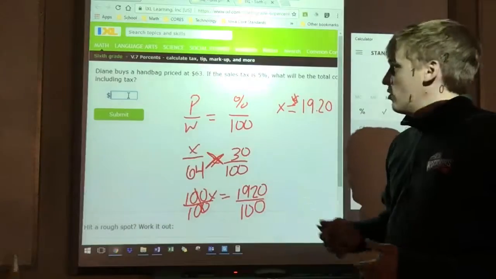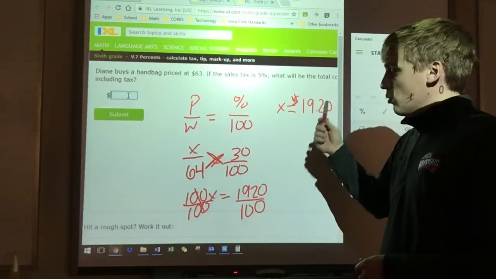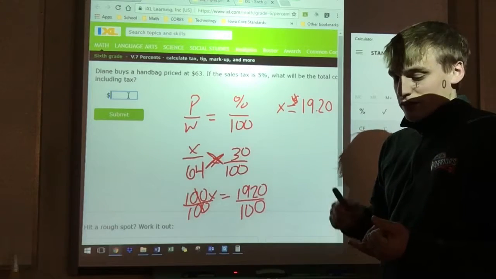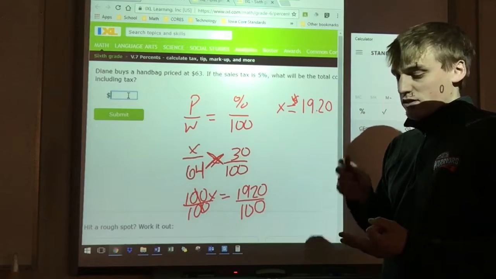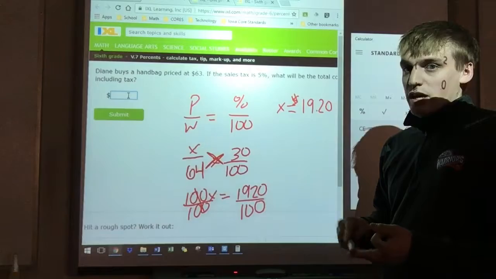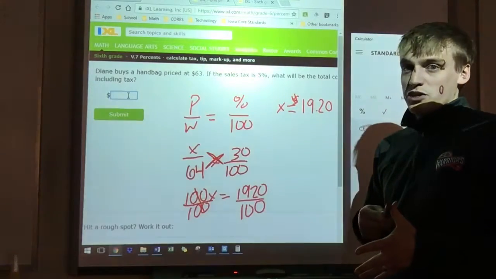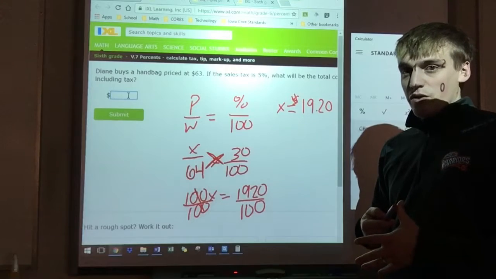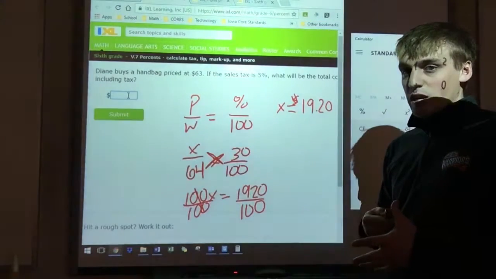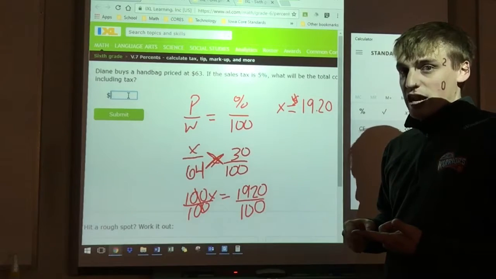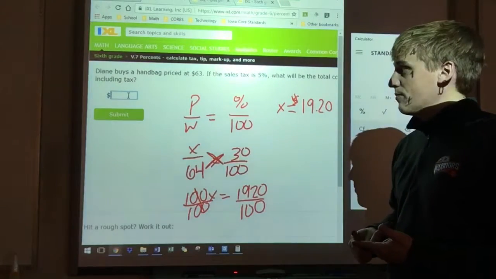The one thing that you have to notice on these is when you read the problem, okay, it's going to talk about tax, it's going to talk about tip, it's going to talk about marking stuff up, and it's going to talk about discounts. Okay, it might even talk about commission. Those are words that you're going to need to know, okay? Commission is how much you get paid to do something. Tax is the tax on the item, makes the price go up.